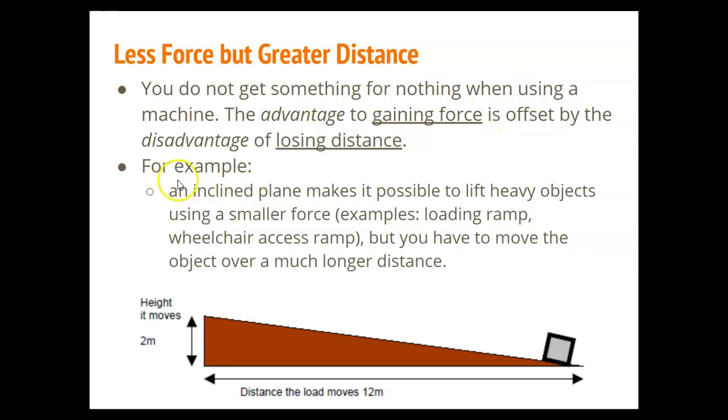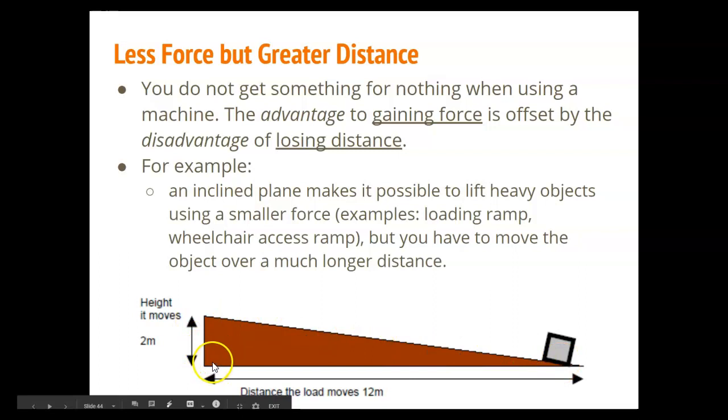So here's another way to look at this. An inclined plane makes it possible to lift heavy objects using a smaller force. So imagine that we need to get this very heavy box over here up onto a platform that's over here. And we're not strong enough to take it from here, lift it up, and plop it down on top. So we could use an inclined plane.